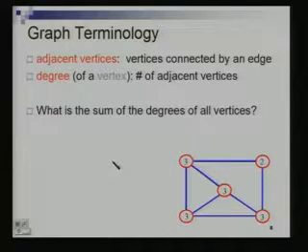So, question, what is the sum of the degrees of all the vertices? Add it up, 3 plus 3 plus 3 plus 2, how much is that? 14. Twice the number of edges. Good. Yes, twice the number of edges.